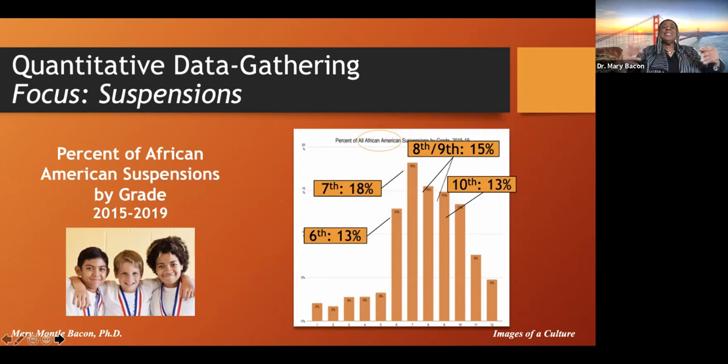When we think about quantitative data, it's usually that we're collecting information so that we understand the nature of the population that we serve. So here's an example. In this case, the district was collecting data on suspensions, and the ethnic group they were focusing on was African American students, and they were looking at the percentage of African American student suspensions in the district from 2015 to 2019. You can actually look at that chart and make some decisions just based on that.